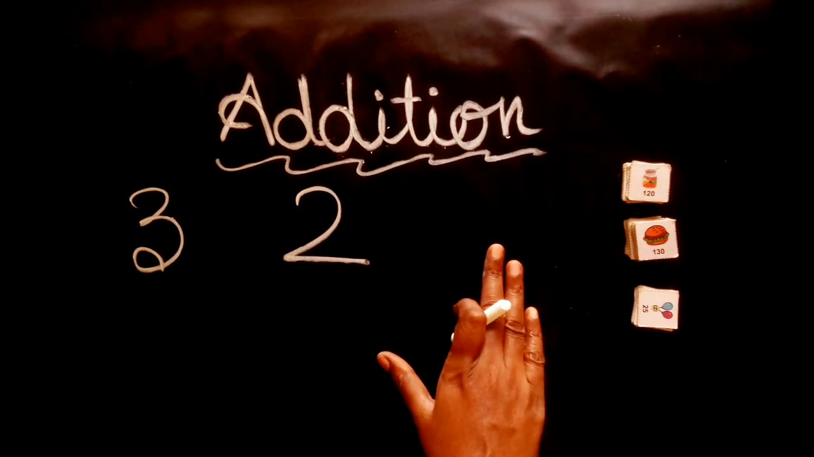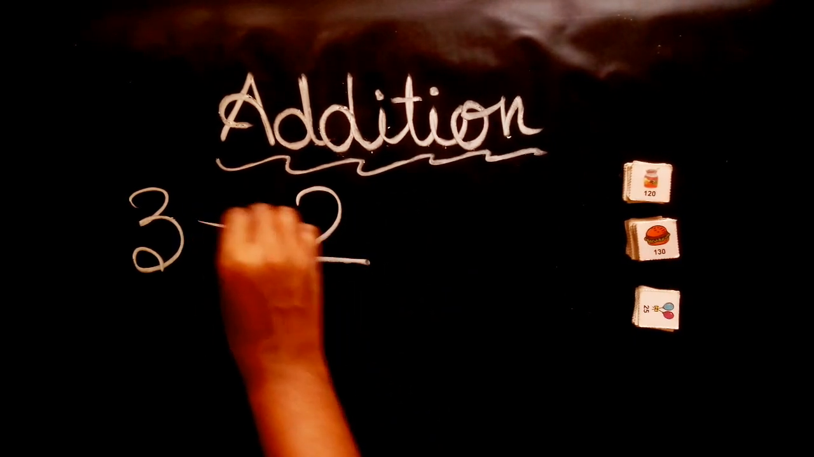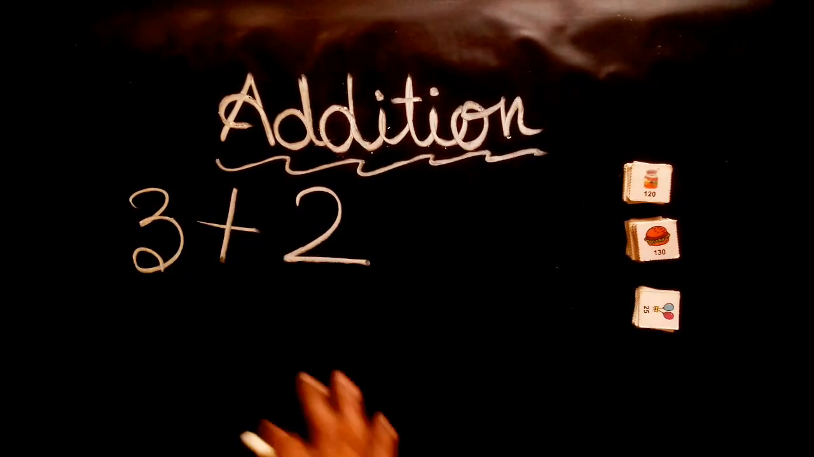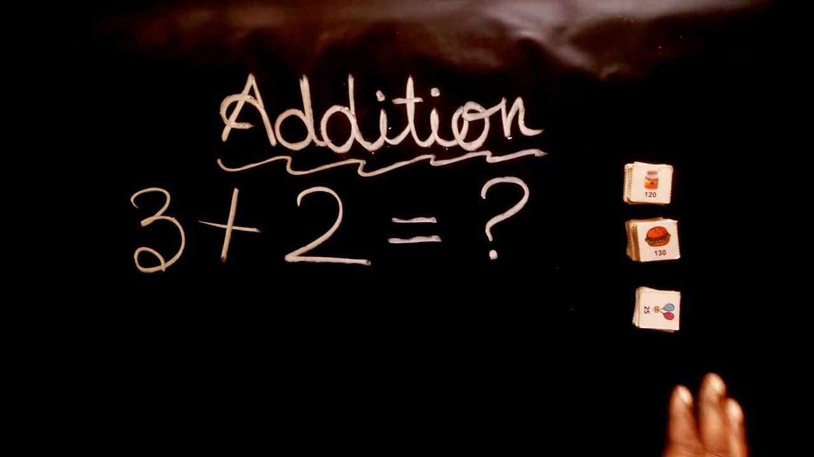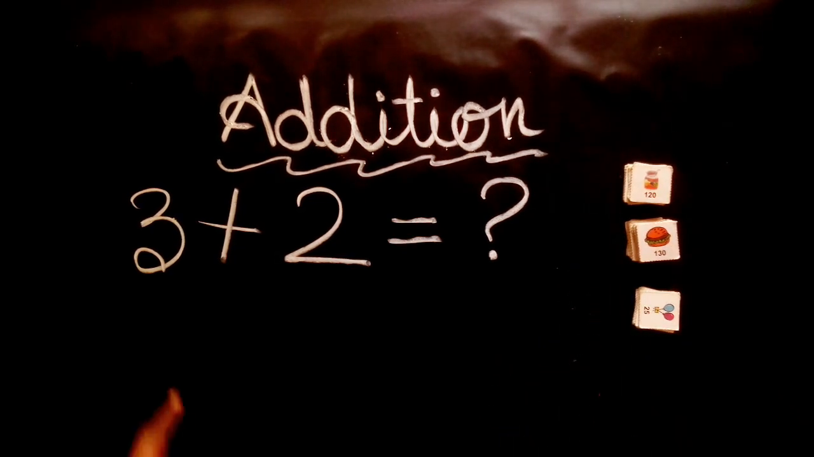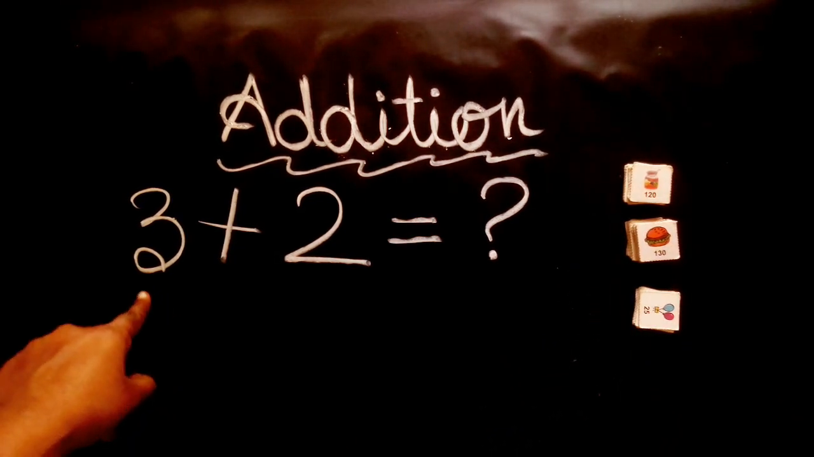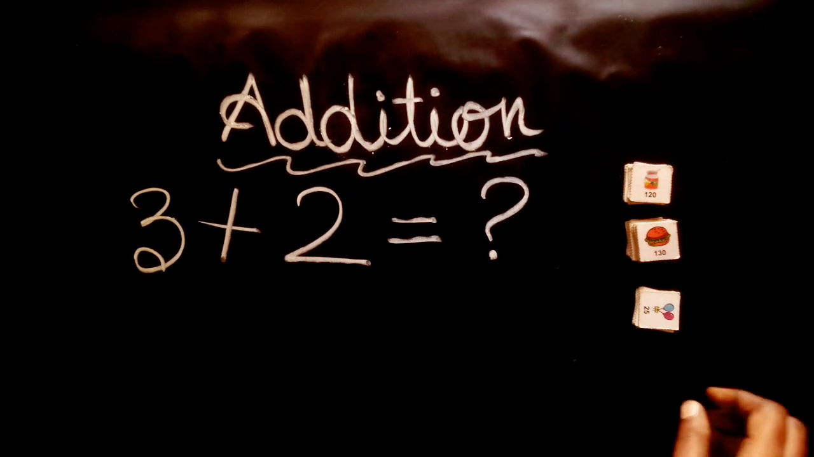How do you calculate? The symbol used for addition is, this is the symbol. Now we need to calculate the sum. As I said, I am going to use the cards now. Here we have number 3, which means we need to place 3 cards over here.